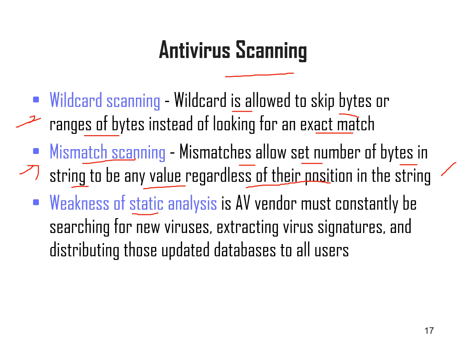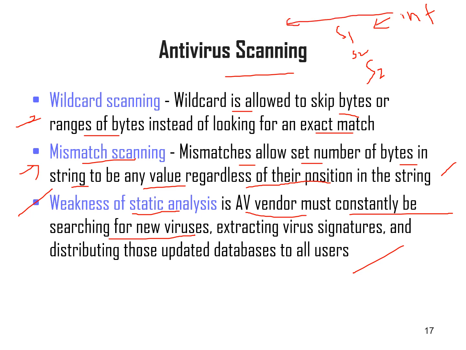Now, the weakness of static analysis. What is the weakness of static analysis? This is a very important 2-mark question. The weakness of static analysis is that the AV vendor must constantly be searching for new viruses. If I am doing static analysis in my system, then how are signatures created? Signatures S1, S2, S3 are created so they match particular infections. So those infections have to be researched in a lab first. That research is happening in the AV vendor's office.